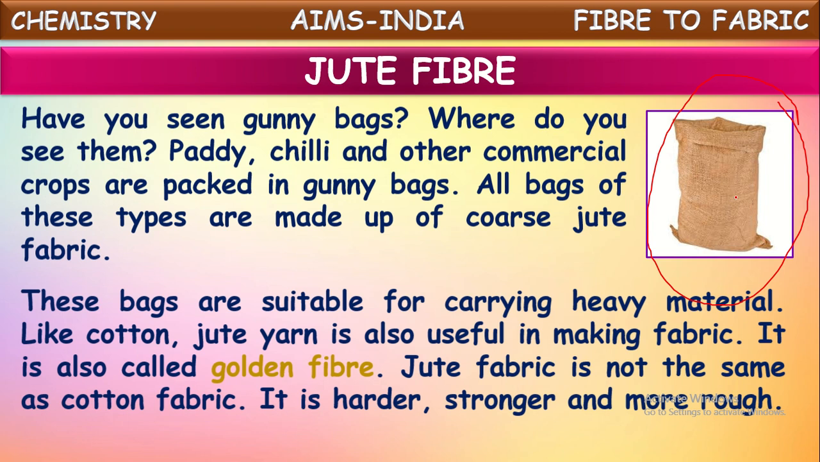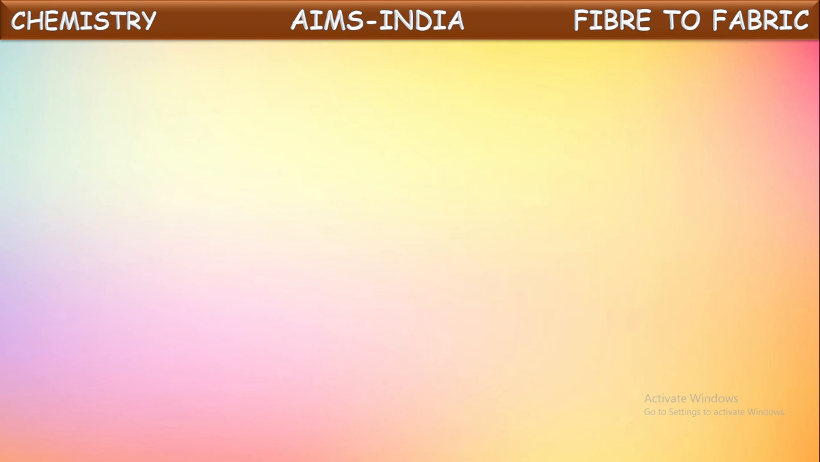But jute fiber is not the same as cotton fabric. Cotton fabric we know is smooth, it has a smooth texture. But this jute fiber is harder, stronger, and more rough also. That's why the fabric made from this jute fiber cannot be used for making garments. This is mostly used for making bags, jute bags, and these. So let us see here how jute yarn is made from jute fiber.